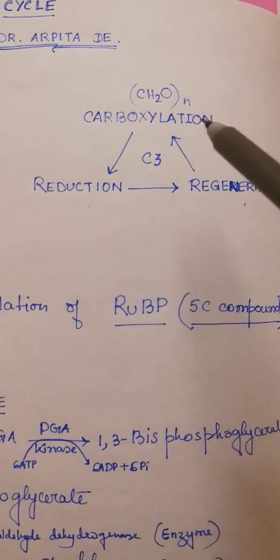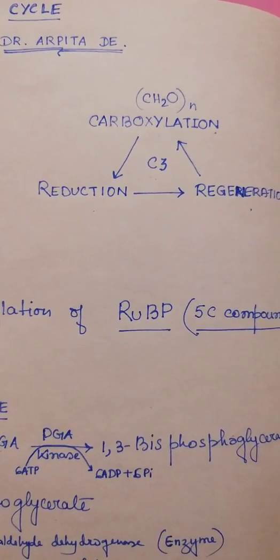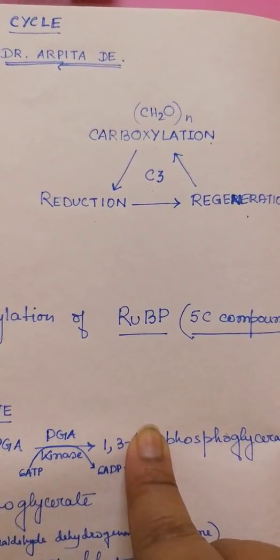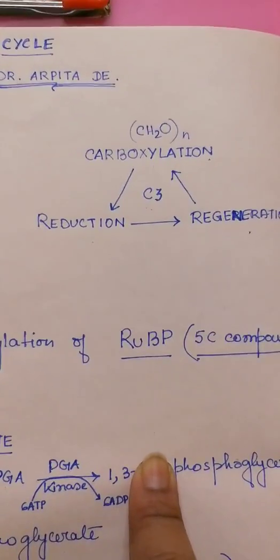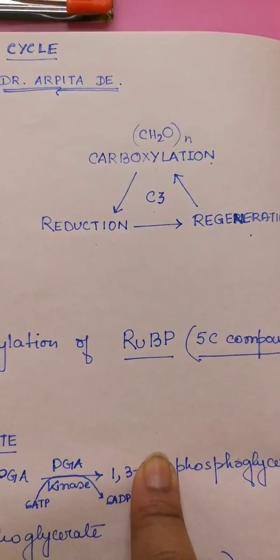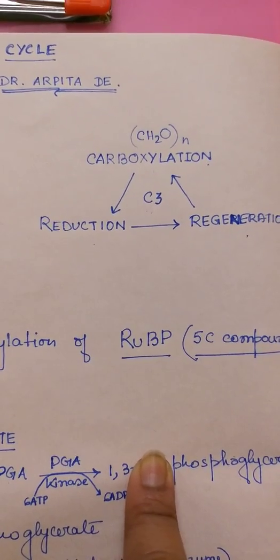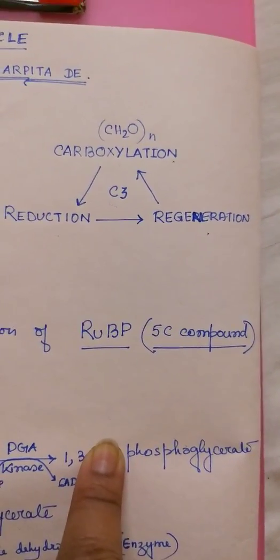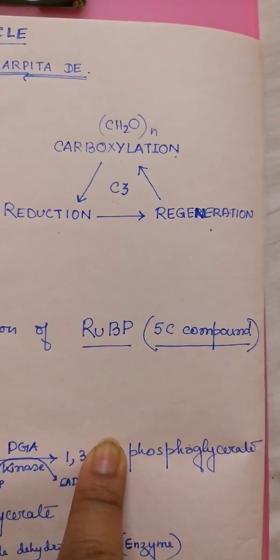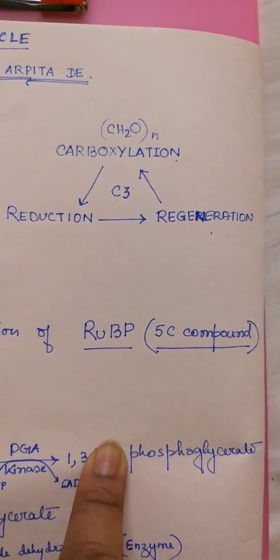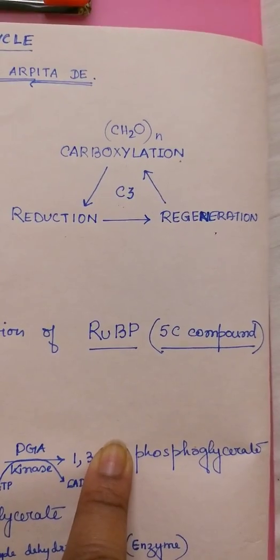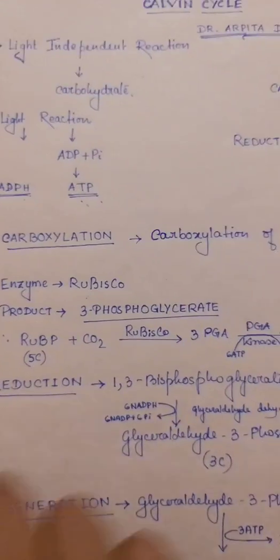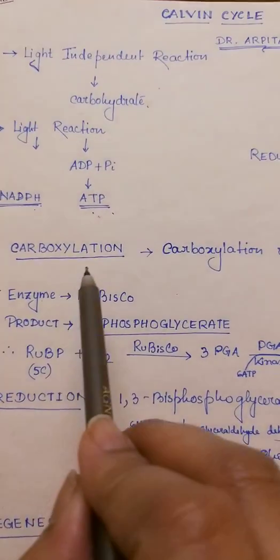In carboxylation, the atmospheric CO2 is fixed with the help of Rubisco enzyme. Then the product thus formed is reduced with the help of NADPH, which gets oxidized here, and then coming to regeneration, finally, the CO2 acceptor molecule is again regenerated and sent back to the cycle. Now first we'll come to the carboxylation phase.